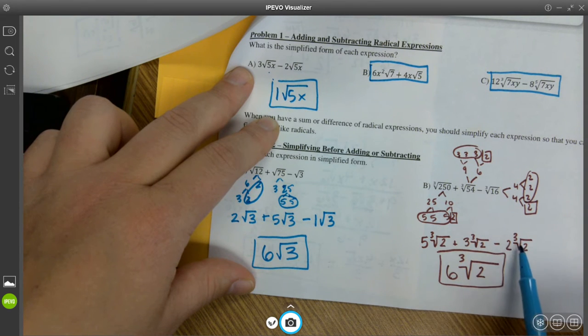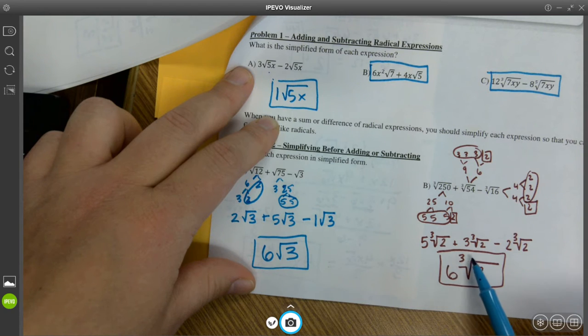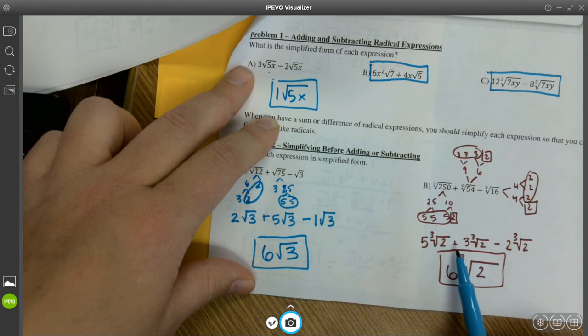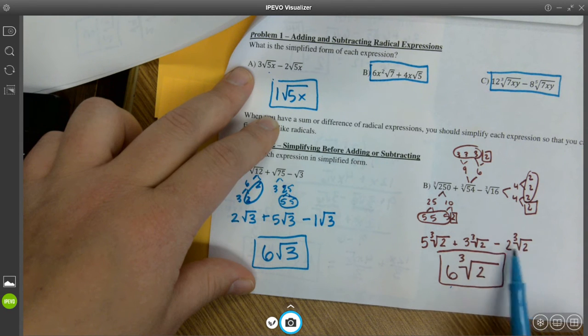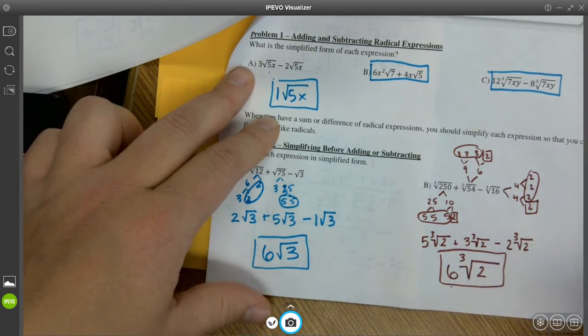You have to make sure you have that index 3, that little index 3. I've had people lose points. This is the only thing that they have gotten wrong on a test because they forget that itty bitty little index. You need that. So 5 plus 3 would give me 8. Take away 2 would give me 6. Again, I can do that because all 3 indexes are the same and the radical inside is all the same. So it's 6 cubic root of 2.